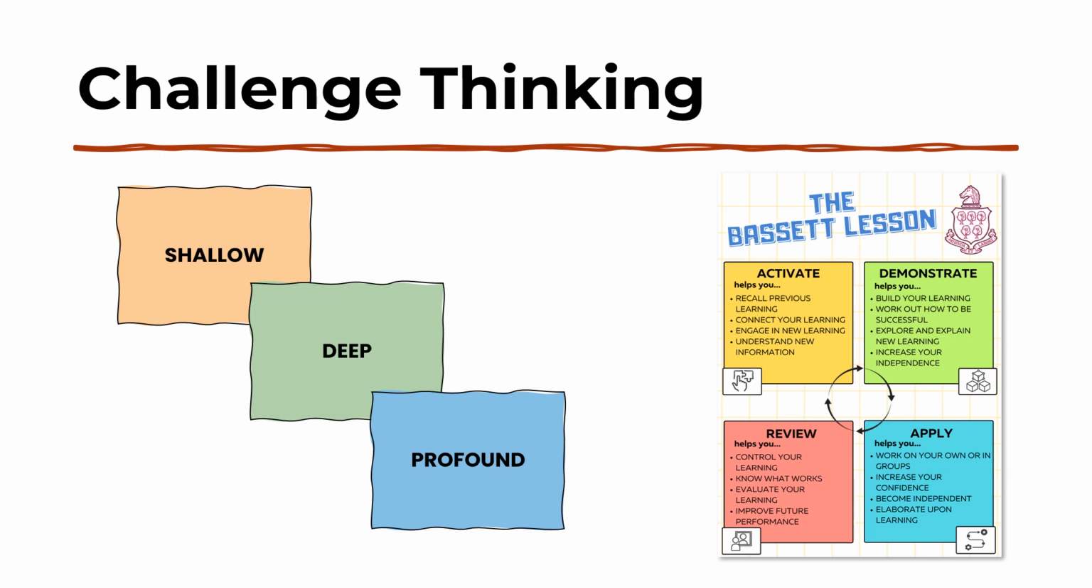But actually what we can also look at is how each of these three thought processes can be achieved in each discrete element of the lesson. So one of the challenges that we put out there was, what does a profound activate, for example, look like? How do we get to a point where our activates are operating at a profound level?